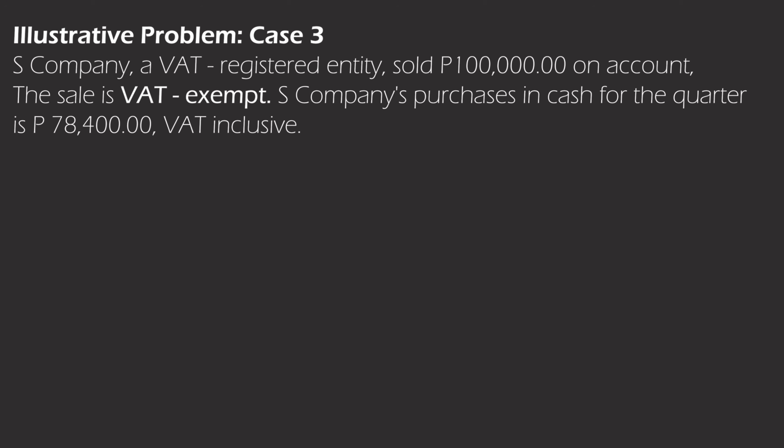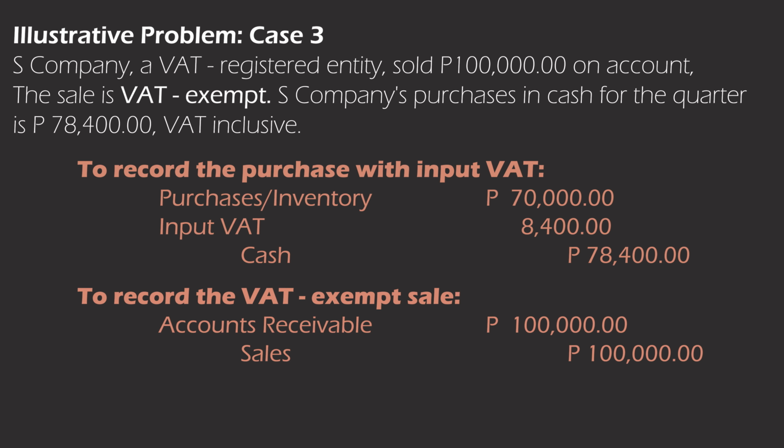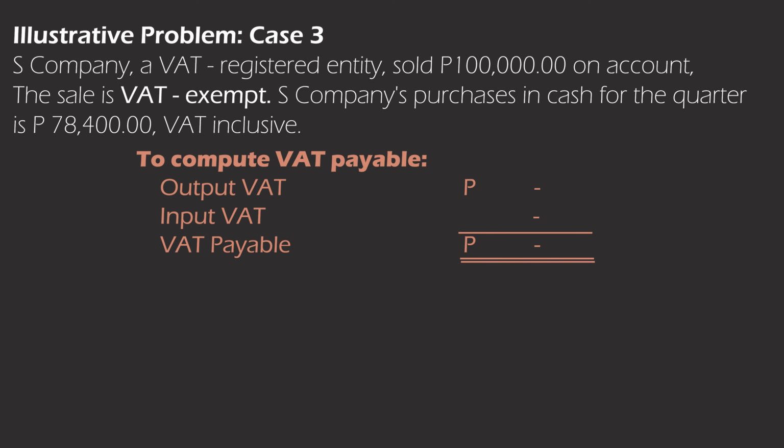Now in case number 3, the sale that we are talking about here is now VAT exempt. S company's purchases in cash for the quarter is still 78,400 VAT inclusive. So to record the purchases with input VAT, it's also the same as our previous cases. And to record VAT exempt sale, accounts receivable is debited for 100,000 and sale 100,000, which is also the same as case number 2. Now, to compute VAT payable, the difference between VAT-exempt sale and zero-rated sale is that we cannot claim input VAT for related purchases for such sale. So there would be no VAT payable nor creditable input VAT.